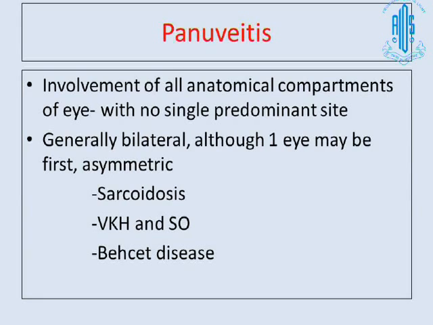As you know, all the systems are involved here, right from the anterior segment to the posterior segment. So it's generally bilateral. There are 4 diseases which come to our mind when it's the non-infectious variety: sarcoidosis, then VKH-SO, and then Behçet's disease.